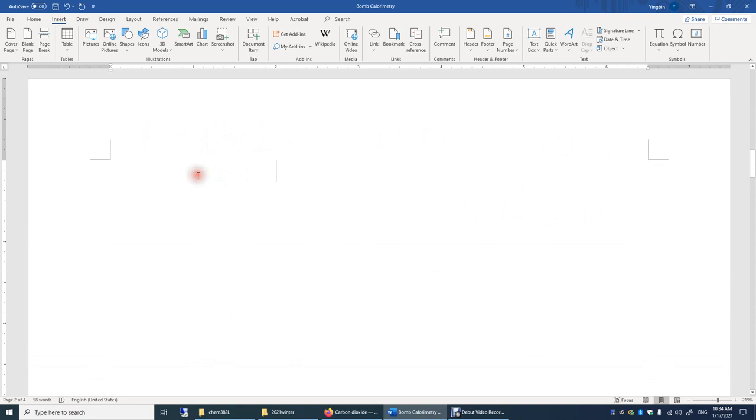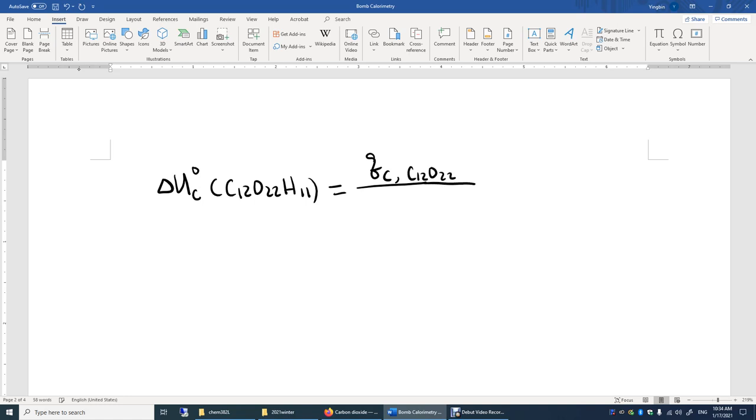All right, over here. Okay, I'll write this equation again. This is internal energy change of the combustion. This is the combustion heat of sucrose over the number of moles of sucrose. This part is less than zero. The number of moles is greater than zero, so this guy is negative.